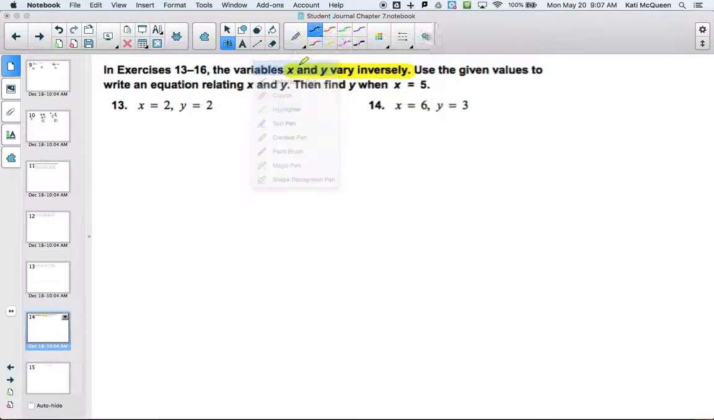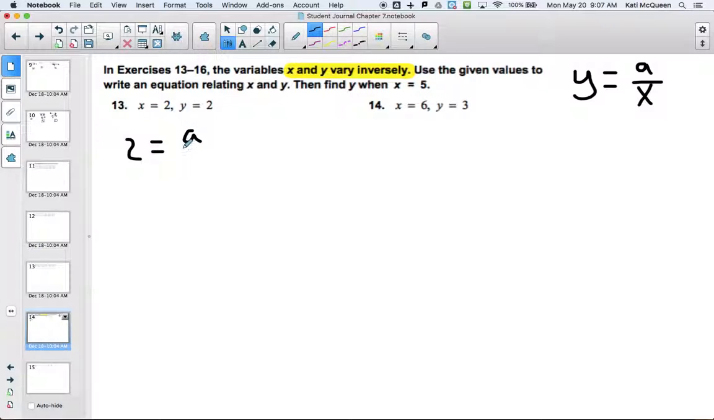So we're going to start by writing an equation, and I need to remember y equals a over x when I do this. So in order to figure out what y is when x equals 5, I need to first figure out this a value. So I'm going to use these values that they give us here to figure out what a is. So in y equals a over x, I'm replacing y with 2 and x with 2. So I get 2 equals a over 2. Okay, so if I multiply each side by 2 then, we would see that a is equal to 4.